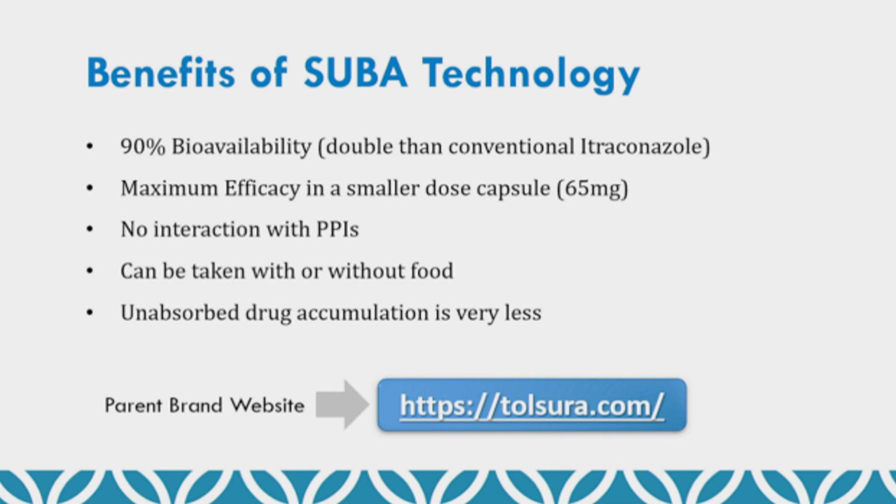Now, what are the benefits of this SUBA technology in general? 90% bioavailability, maximum efficacy in a smaller dose of 65 milligram, and no interactions with PPIs. Meaning in the stomach, when co-administered with PPIs, if it is not protected, then PPIs will probably render those conventional dosage forms a little bit slow. I will talk about this because you have seen that we are using hypromellose phthalate. I told you already, hypromellose means hydroxypropyl methyl cellulose. This is a hydrophilic polymer, and it is the best one.